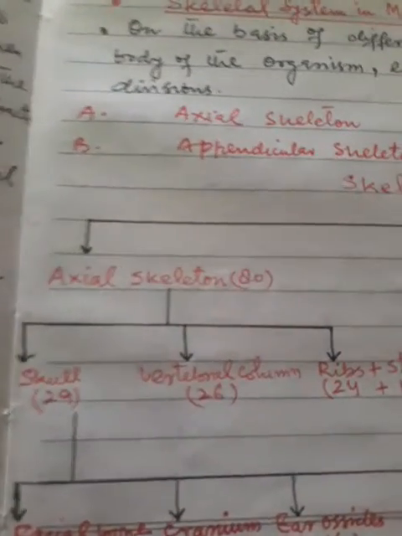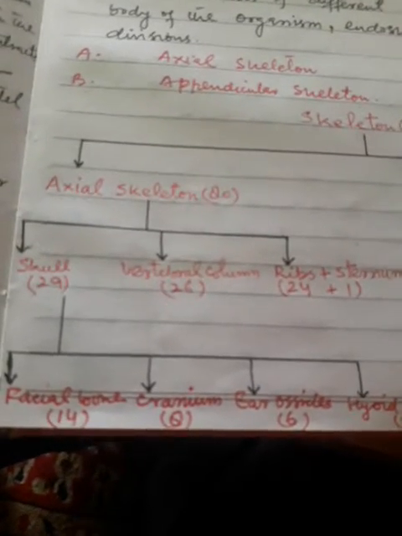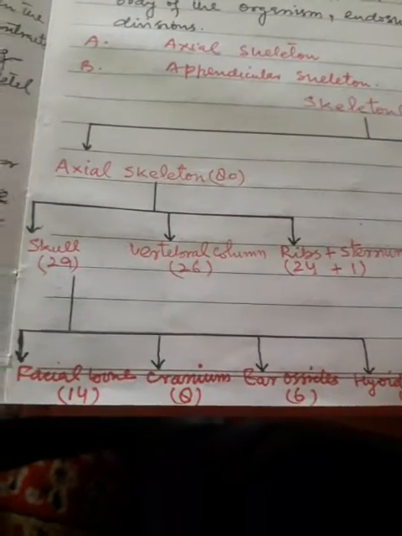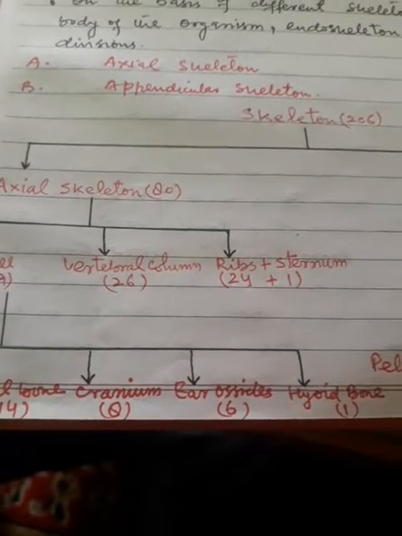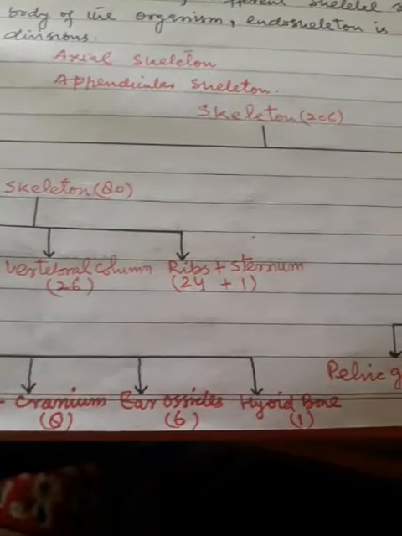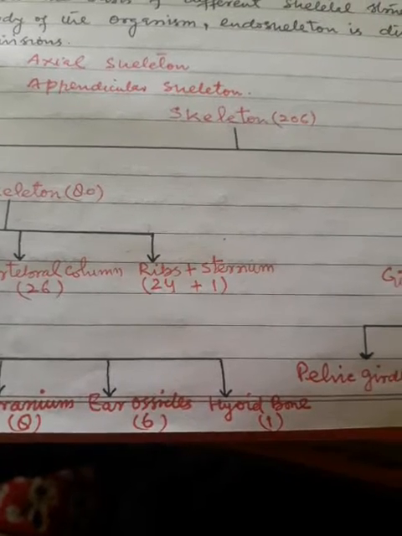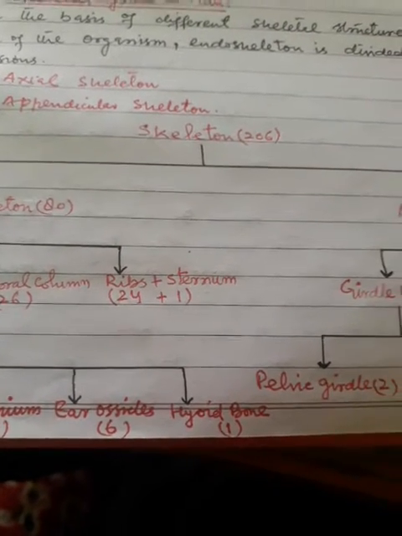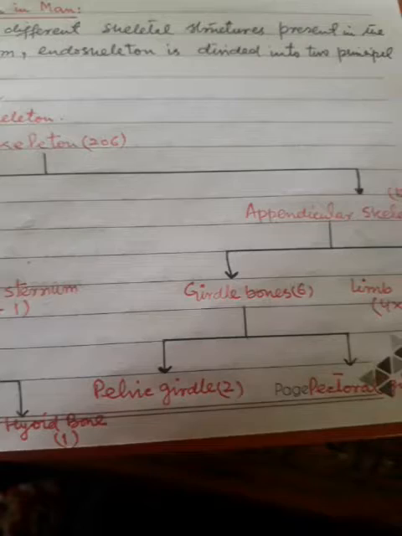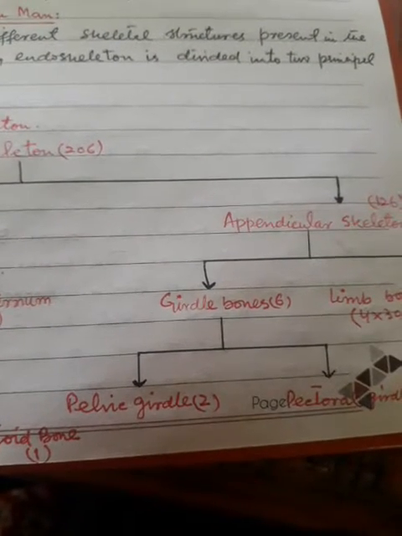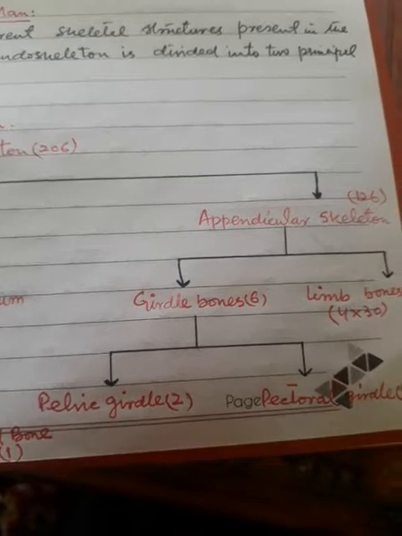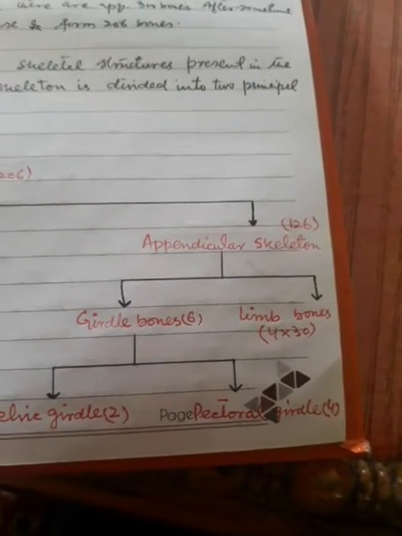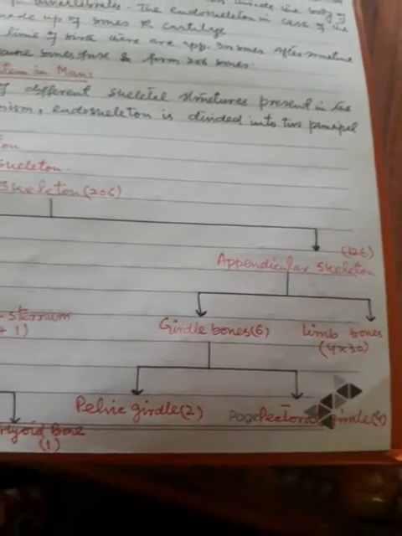Skull, which comprises 29 bones, is further divided into facial bones, which are 14 in number, cranium with 8 bones, ear ossicles with 6 bones, and hyoid bone, 1 in number. Girdle bones, which are 6 in number, are further divided into two: pelvic girdle with 2 bones and pectoral girdle with 4 bones.